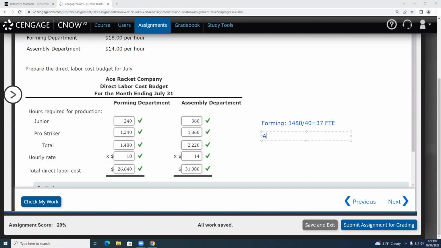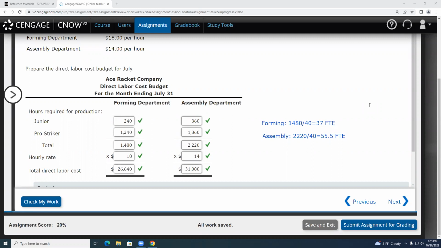In the assembly department, we know we need 2,220 hours, which is 55.5 full-time equivalents. And so knowing this in the budget is going to be really beneficial to go to our management, to go to Human Resources and say, we need to have 55.5 FTEs in the assembly department. Right now, we have 57. We need to have a plan for what we're doing with those other workers. Maybe we have 70.